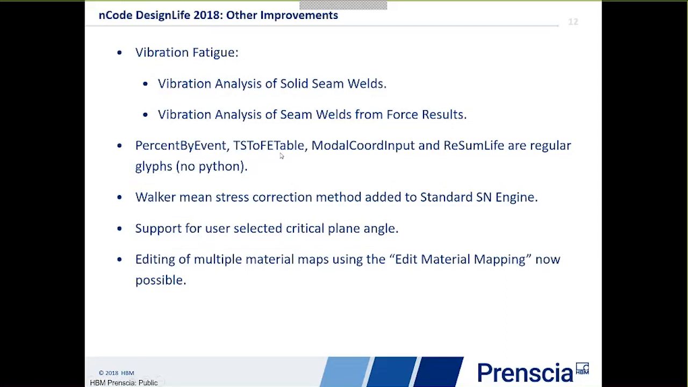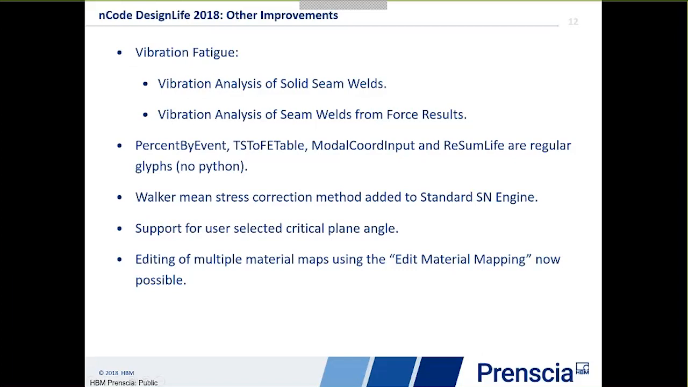We had a number of Python-based glyphs that were used within Design Life process. So there were 4 glyphs you see there, a couple of them for post-processing results, and a couple for looking at modal coordinate inputs and creating FE tables to run in transient or modal coordinate analyses. These have now been rewritten as standard C++ glyphs, and they're fully supported as standard glyphs and don't need Python to run.